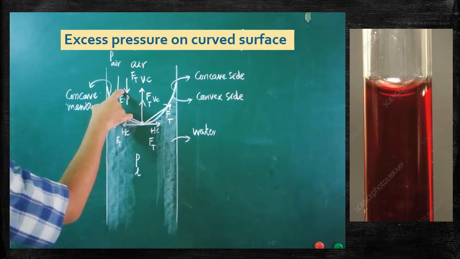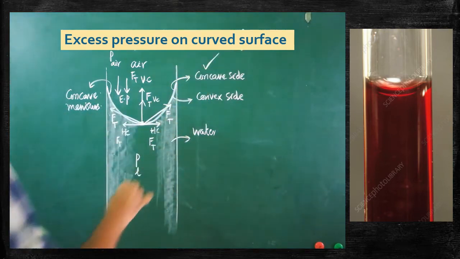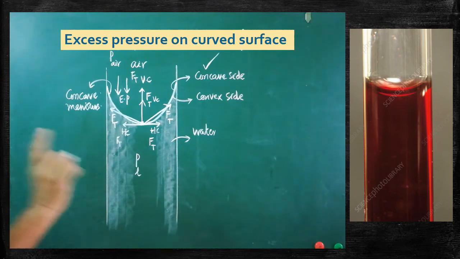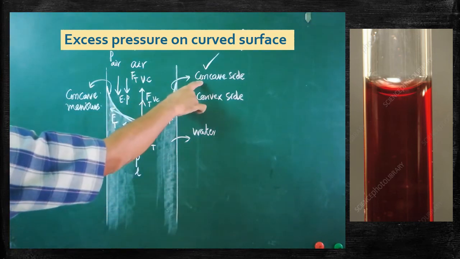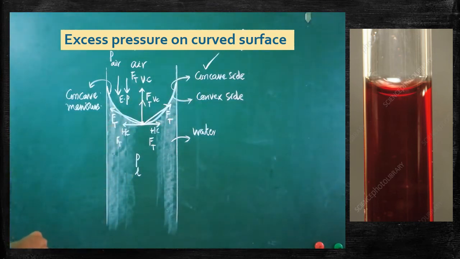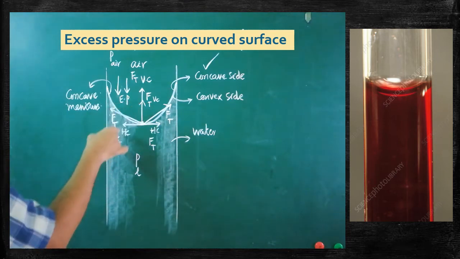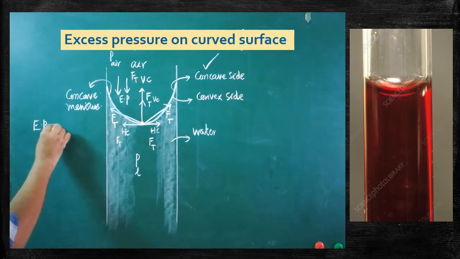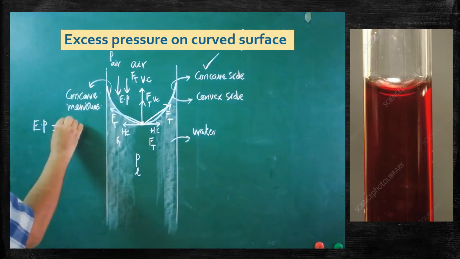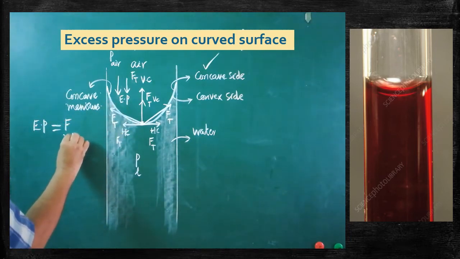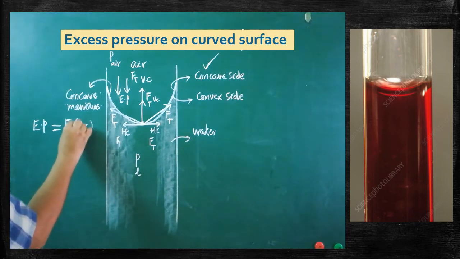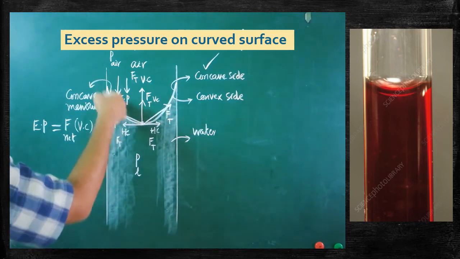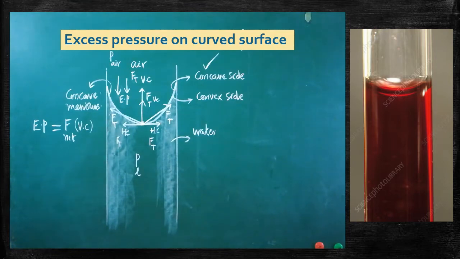Excess pressure is acting on which surface? Concave surface. Understood? Always excess pressure will act only on the concave side. Understood? Only then these two must be balanced. Which two must be balanced? Excess pressure must be balanced with which one? The net force due to the vertical component must be balanced. Only then will the shape of the surface be curved in nature. Understood?